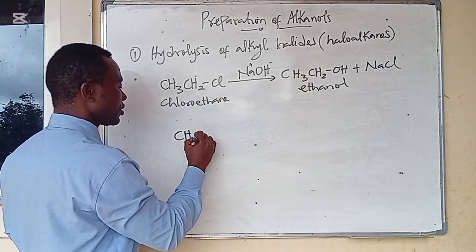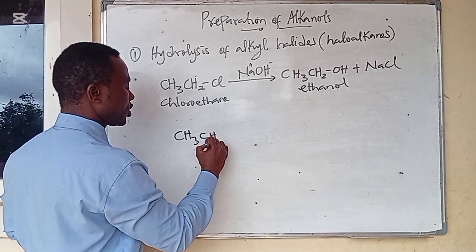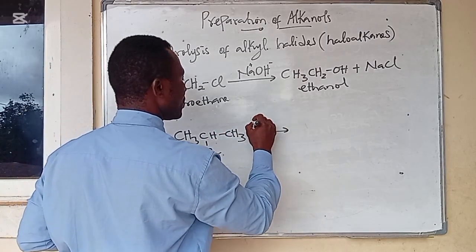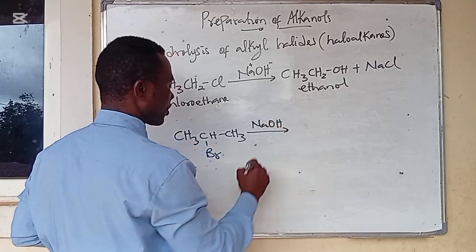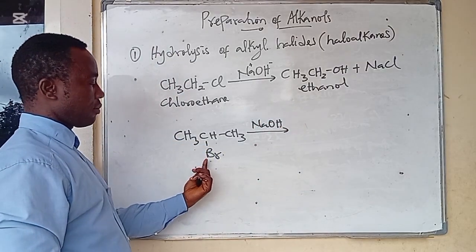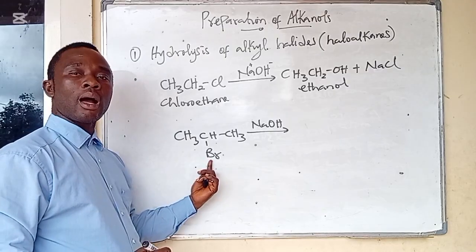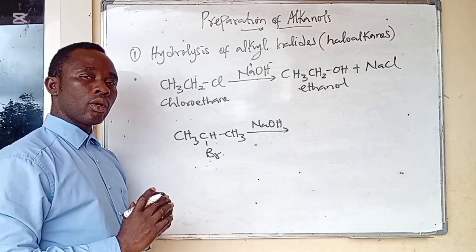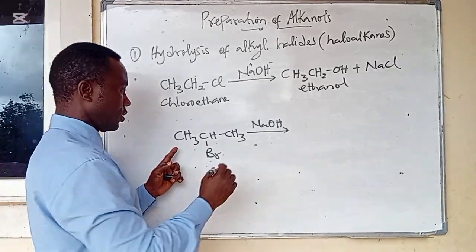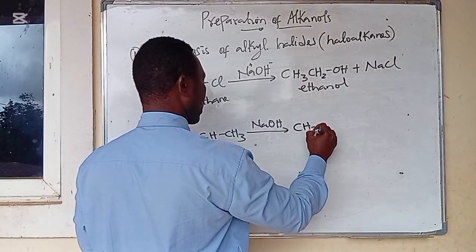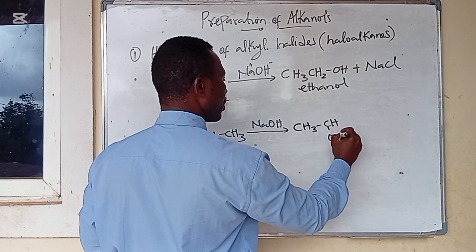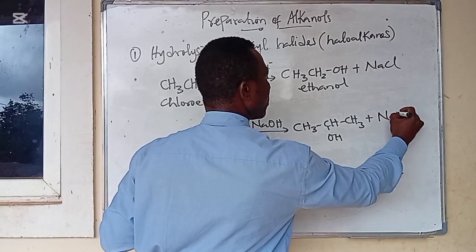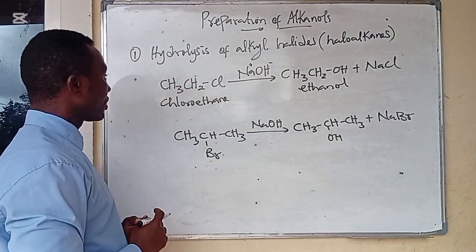If we have CH3, then CHBr, then CH3, and we are hydrolyzing using sodium hydroxide. In this case, remember that this haloalkane is attached to a secondary carbon. So what we will obtain is secondary alkanols. So we'll be having CH3, CH, OH, then CH3, plus NaBr. So that is number one.